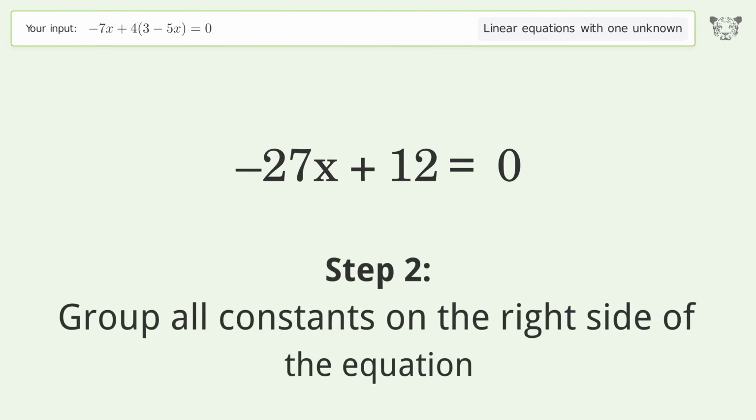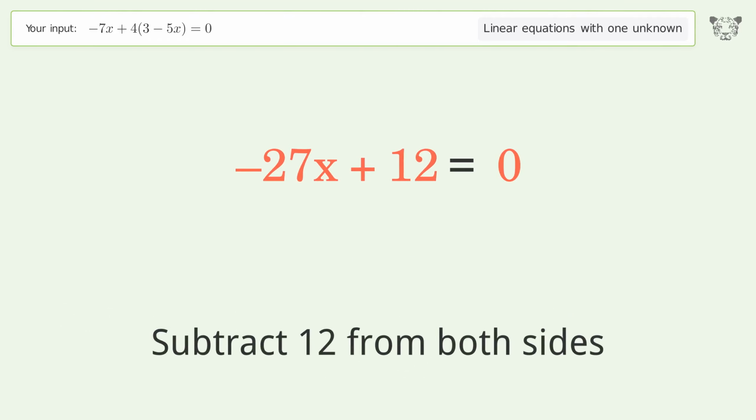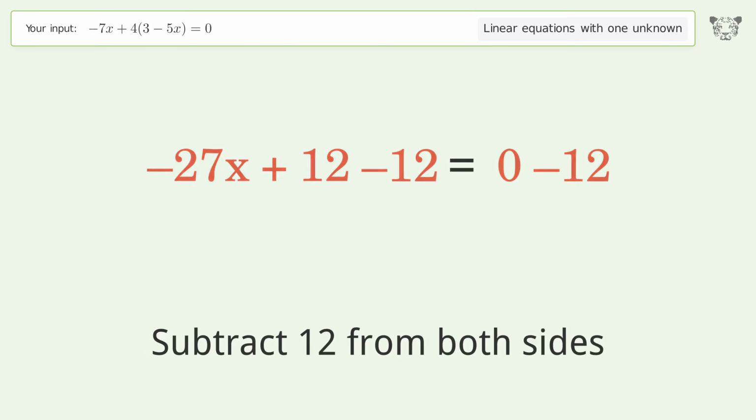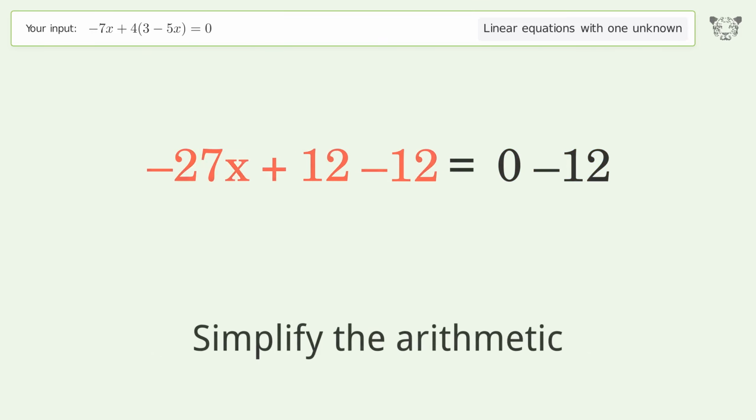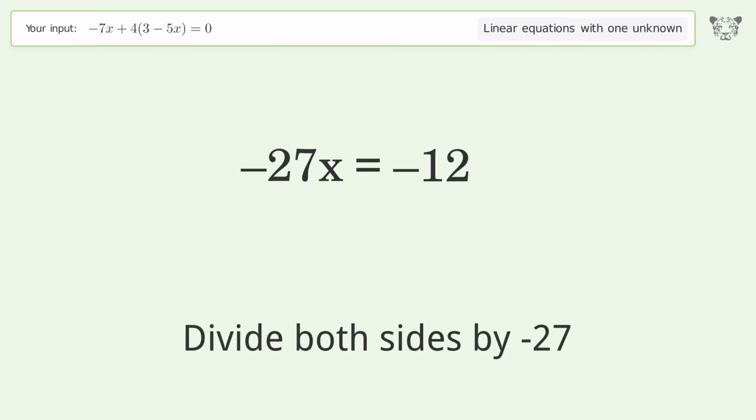Group all constants on the right side of the equation. Subtract 12 from both sides. Simplify the arithmetic. Isolate the x. Divide both sides by -27.